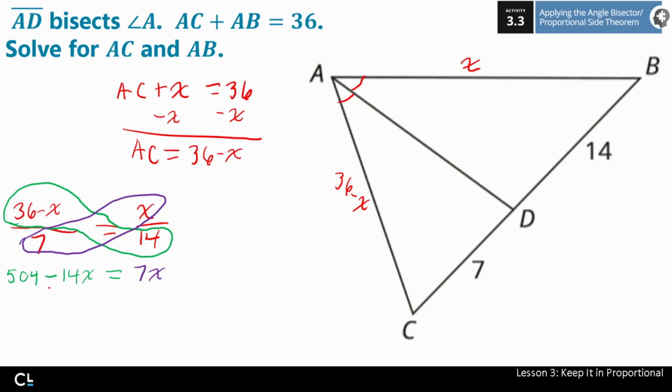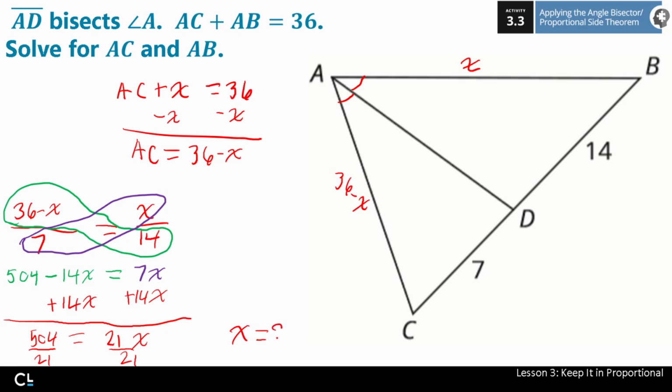Now we can solve this. First things first, we got to get our X's together, but they're on opposite sides of the equal sign. So we have to do the opposite, or the inverse operation here. I'm going to add 14X to both sides. What's that going to give me? 504 equals 21X. And now we just have to divide, just like we've been doing. We divide both sides by 21. We're going to write the answer over here. We get x equals 24. Awesome.